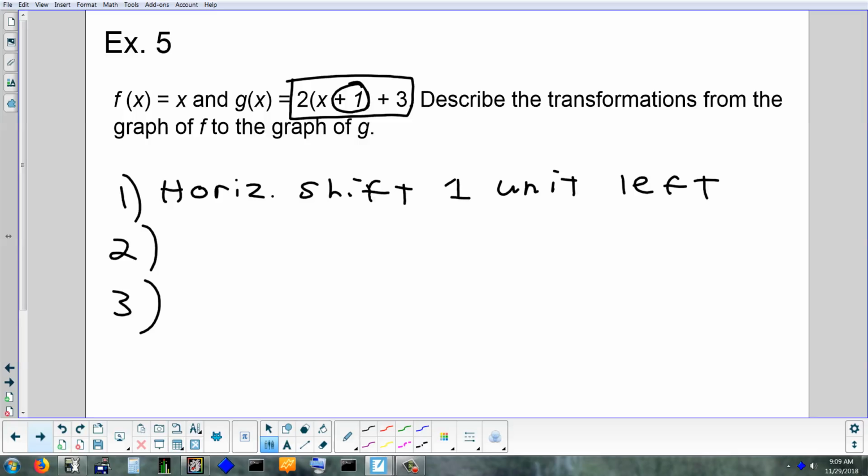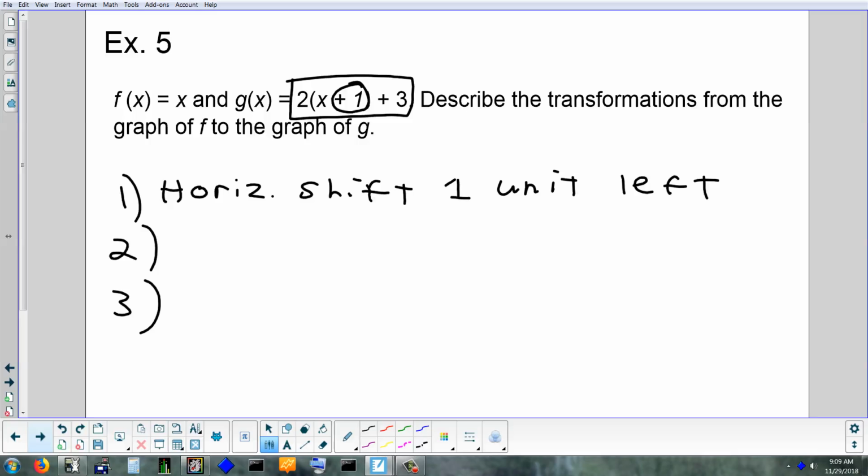What's the next one we look for? Horizontal reflection. How would you know if you have a horizontal reflection? You'd have a negative where? Inside. Do I have a negative inside in front of the x? No, I skip it. What's the next thing I look for?